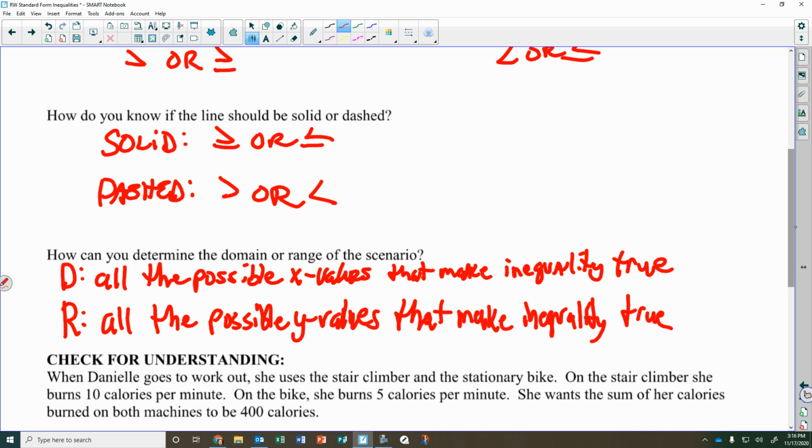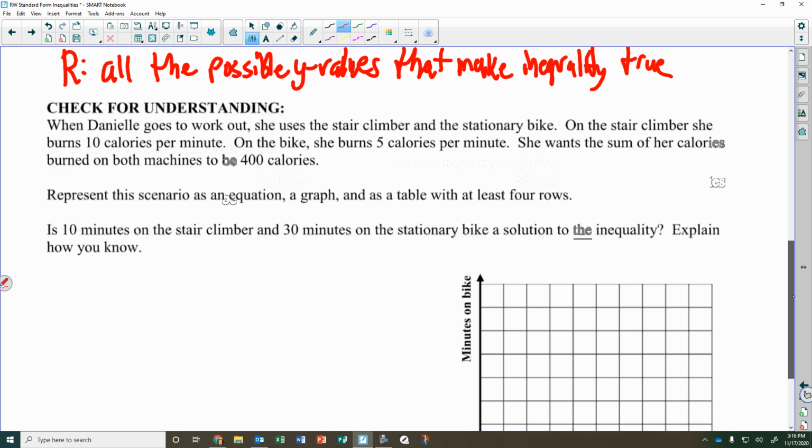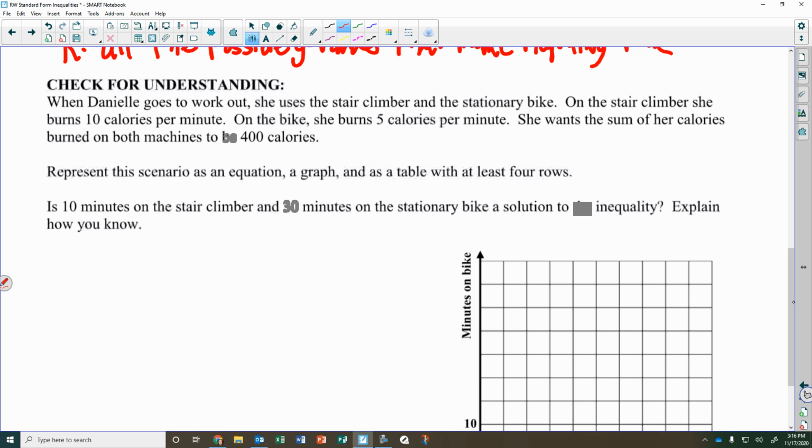All right. So if we check for understanding here at the very bottom, how we tie this together, what did all that mean? It says when Danielle goes to work out, she uses a stair climber and the stationary bike. On the stair climber, she burns 10 calories per minute. On the bike, she burns 5 calories per minute. And she wants to burn, I probably should say off, I'm sorry, she wants the sum of her calories burned on both machines to be 400 total.